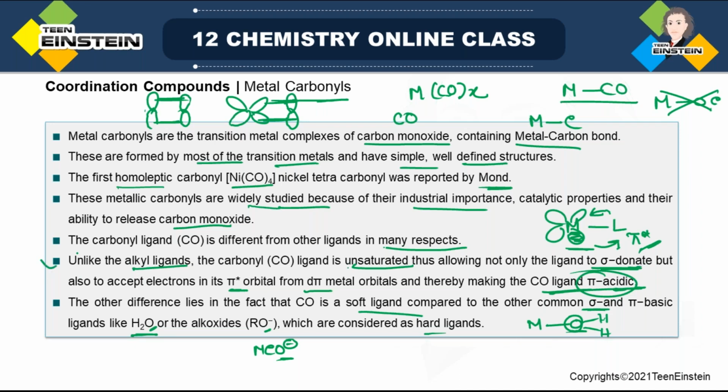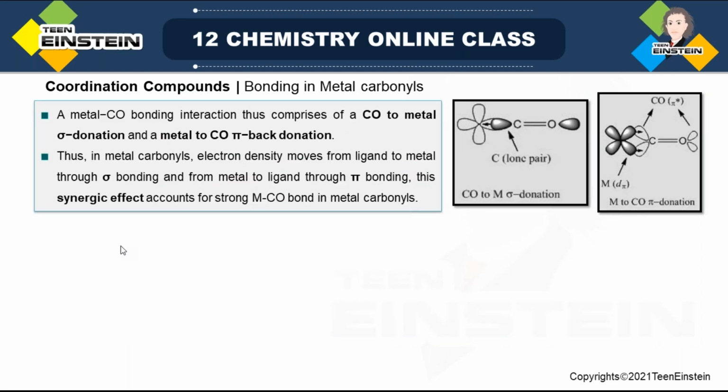So now this point: first there is sigma bond formation, then pi bond formation, and the direction of electron donation is first from ligand to metal, then the reverse direction, metal to ligand. This point we will elaborate more so that we can understand what kind of bonding is actually present. In this slide you will see the bonding in metal carbonyl, which we'll try to understand.